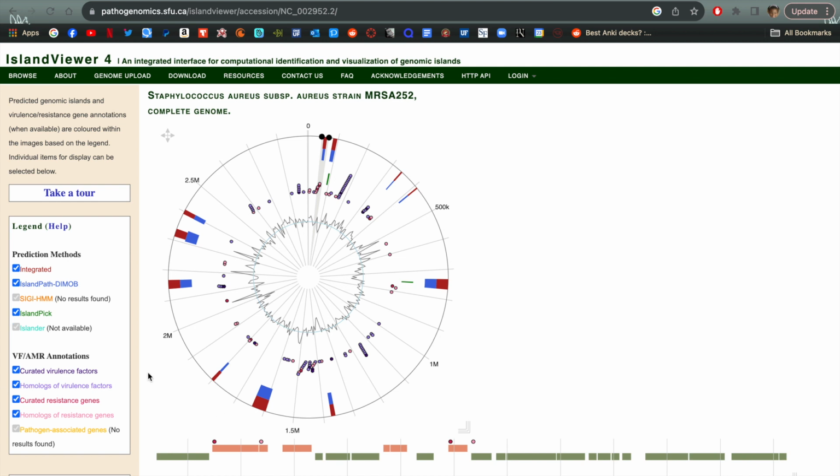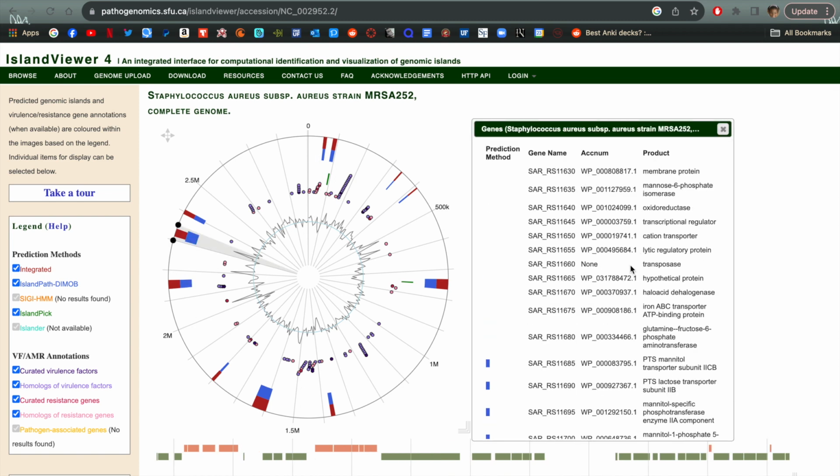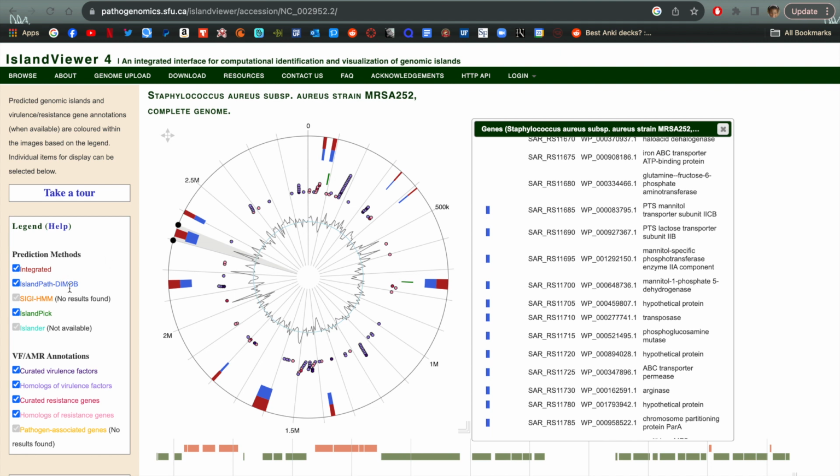So the first thing we want to look at is the presence of a lot of different things marked on the genome. One thing that's important to note is the prediction method. These are basically how they've come about identifying genomic islands by using these different programs that annotate certain parts of the genome with this blue mark, saying, okay, this program, IslandPath-DIMOB, was able to identify certain genomic islands for this bacteria.